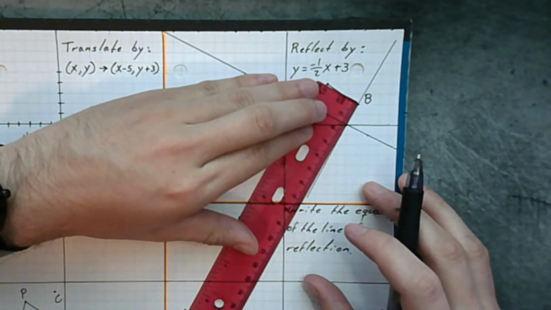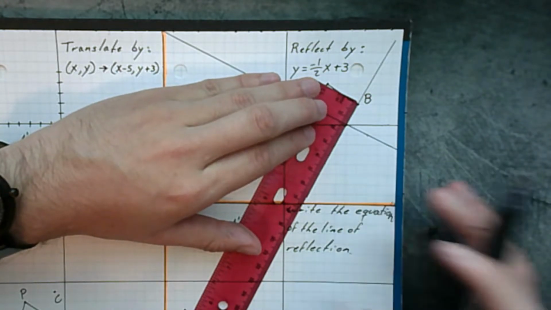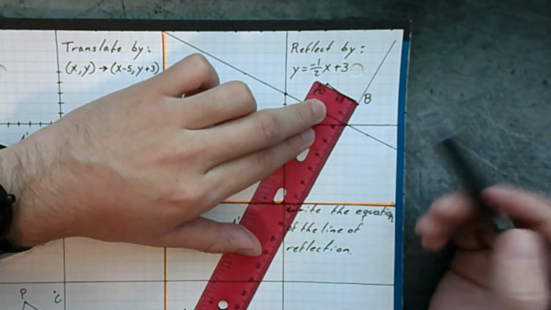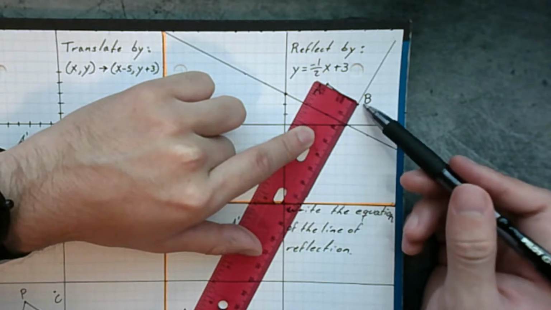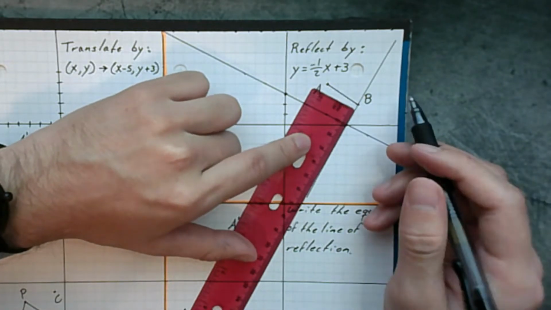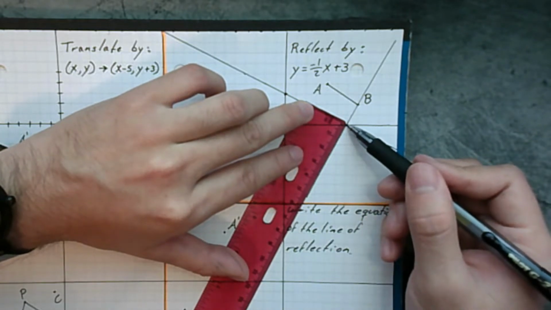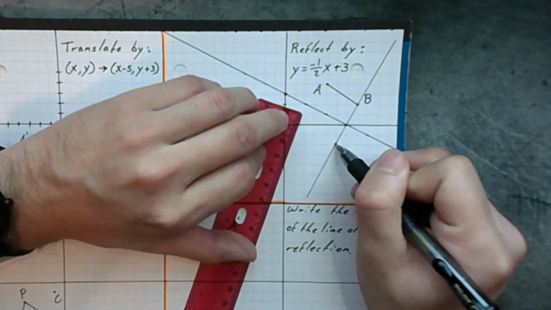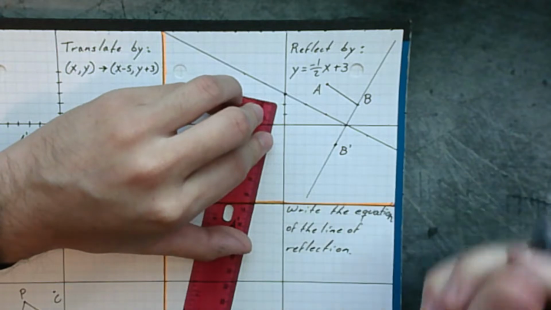You can measure with a ruler what's the distance. In this case, I get 1.4. You may not see it, but just use the ruler to measure the distance from the line of reflection to your point B. I get 1.4. So I'm going to measure 1.4 over on the other side. So from here, 1.4 is right over here. So this is my new B prime.